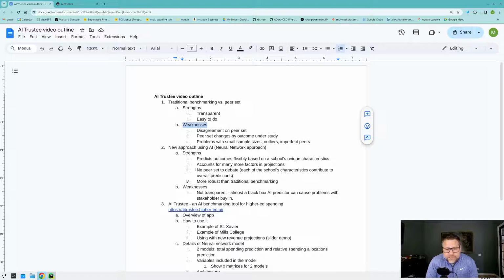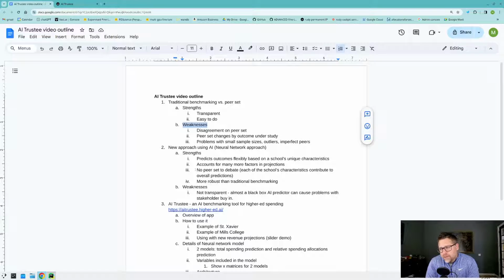So it's going to predict outcomes really flexibly. And it's not going to rely on a peer set at all, other than the fact that it's going to learn how your spending, for example, varies with your revenue, varies with whether you have a hospital, varies with your tuition revenue, the size of your student body. It's going to learn all of those relationships and then make predictions for every school really flexibly and without the need for a peer set.